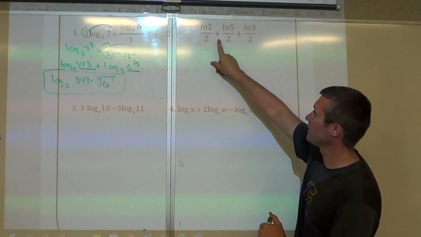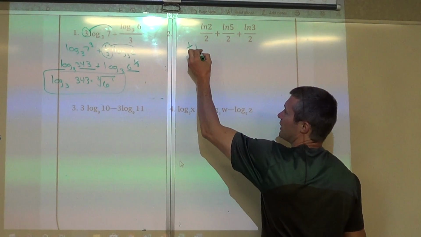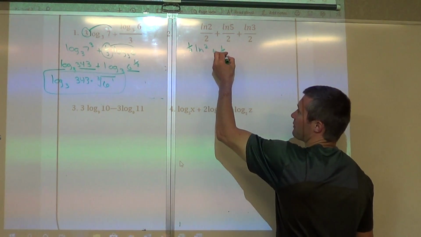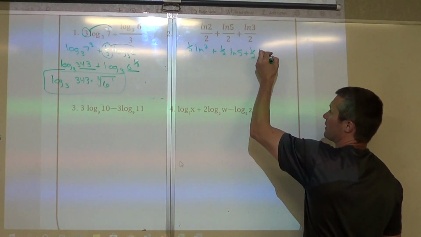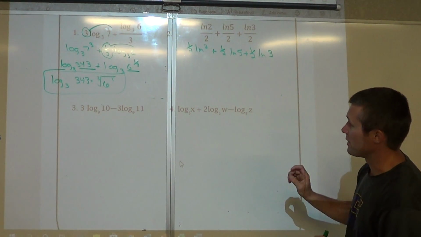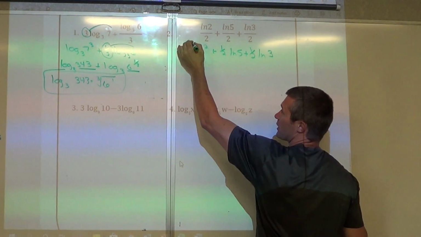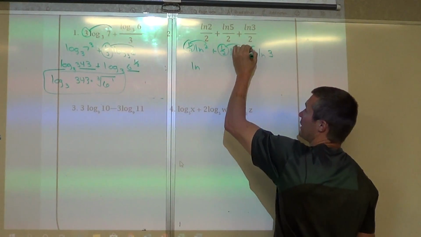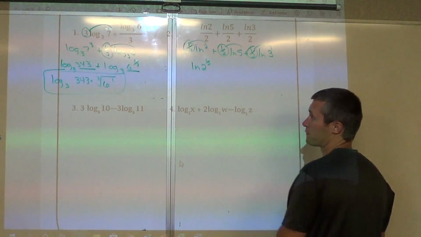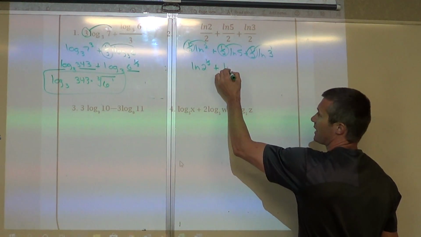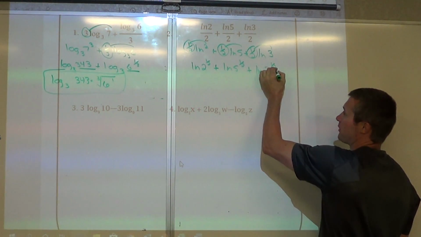Again, when I come through here, anytime I see division, I'm going to write it as a fraction in front. So that would be 1/2 natural log 2 plus 1/2 natural log of 5 plus 1/2 natural log of 3. So if I look at it, these are all going to be exponents. So that would be natural log. So that's going to go up from top, exponent, exponent. So it's going to be natural log of 2 to the 1/2 power, plus the natural log of 5 to the 1/2 power, plus the natural log of 3 to the 1/2 power.